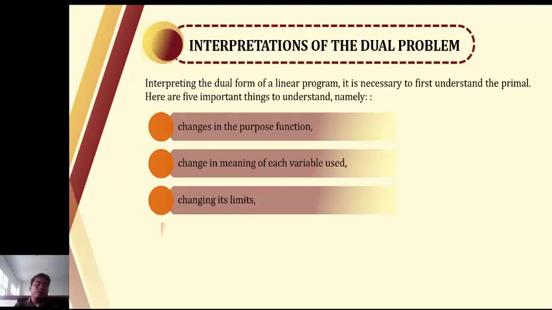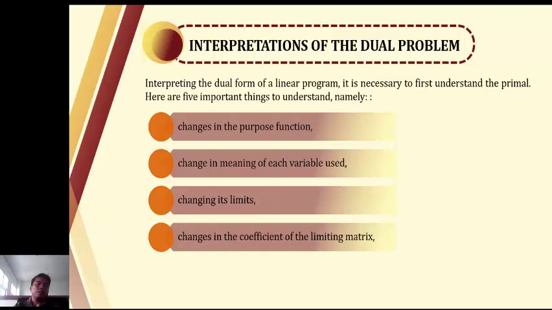Now, we are going to discuss the interpretation of the dual problem. To interpret the dual model of linear programming, it is necessary to first understand the primal. There are 5 important things to understand. The first: when you want to change the primal to the dual model, you have to change the objective function. The second is changing the meaning of each variable used.